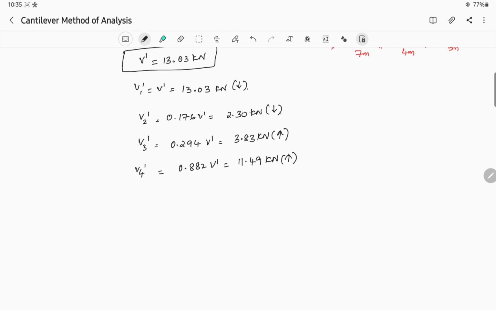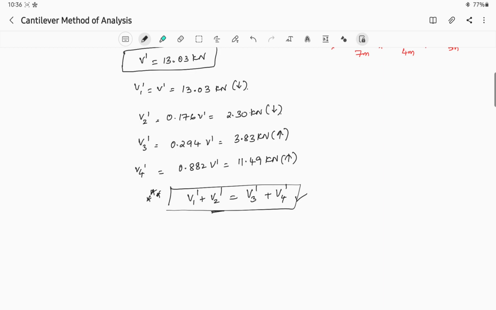Alright, so we have got the values of V1 dash, V2 dash, V3 dash and V4 dash. In the second story also, the thing which we have to follow is that V1 dash plus V2 dash should be equal to V3 dash plus V4 dash, which is very, very important. The same thing we followed in the first story. Now we have to follow the same thing in the second story also, that is, this should be equal. If this is equal, then our calculation is going in a perfect manner.